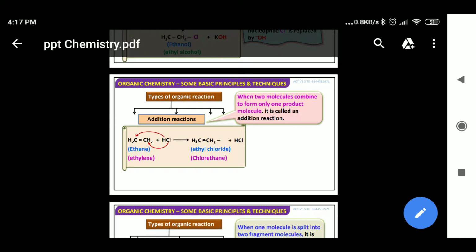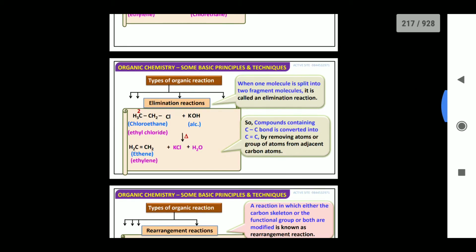There is a formation of ethyl chloride, that is CH3CH2Cl. Actually, the formula has been written in a wrong manner. It is CH3CH2Cl, and HCl would be the byproduct. Again, the next one is the elimination reaction.